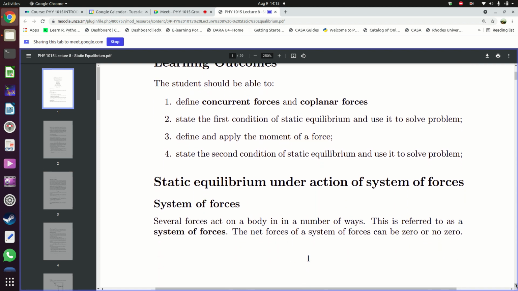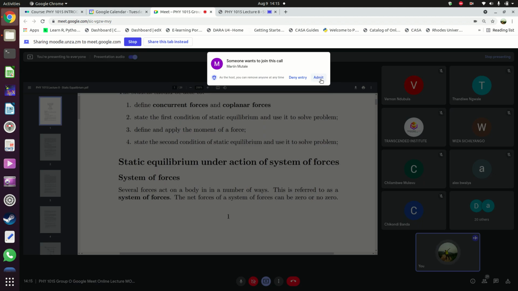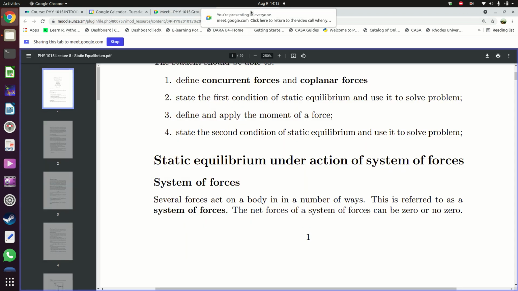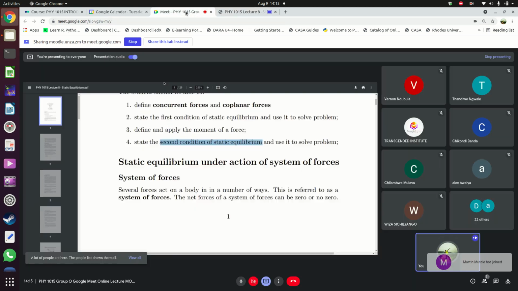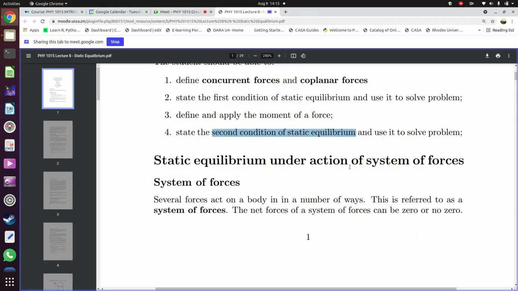The second condition of equilibrium is that there should be no net torque. The net torque, when you add up all the torques. When you add up all these forces acting on this particular object, some of the forces will cause the object to rotate. Some of these forces will not cause the object to rotate. So our interest in the second condition of static equilibrium is with those forces which tend to cause this object to rotate.